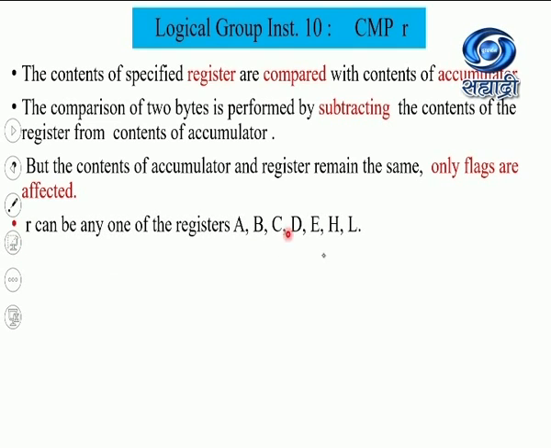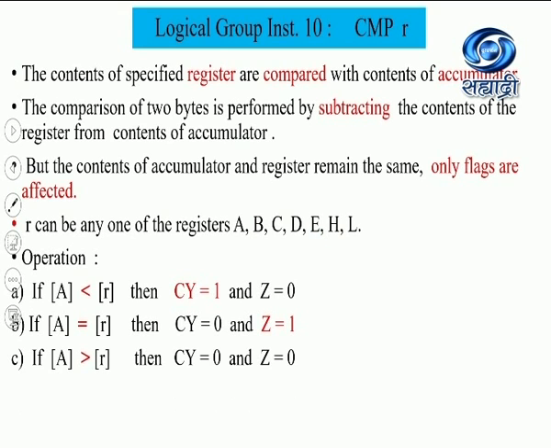R can be any one of these registers. Now what is the operation performed? How flags are affected?